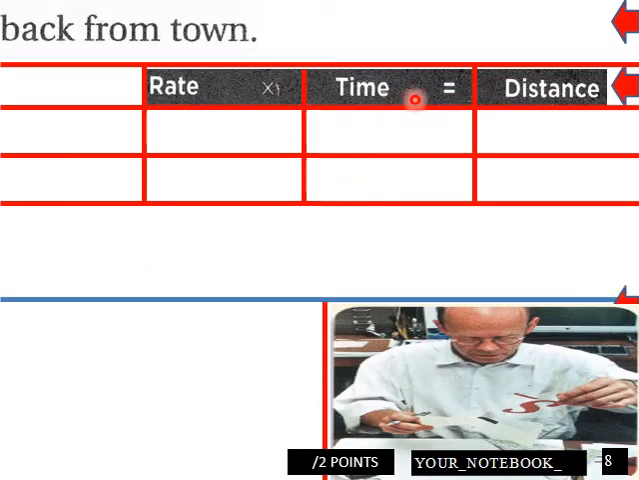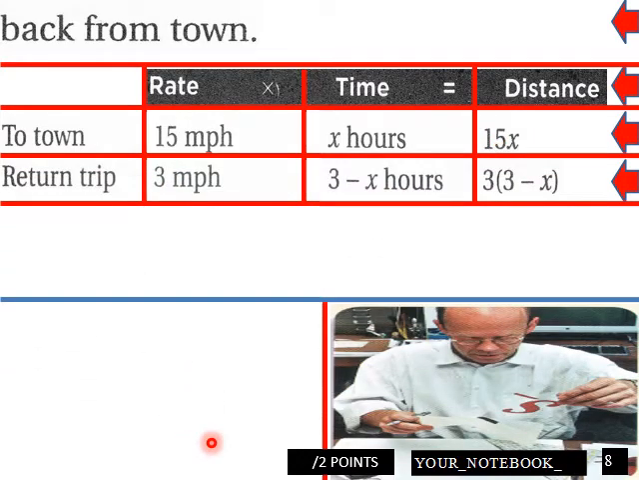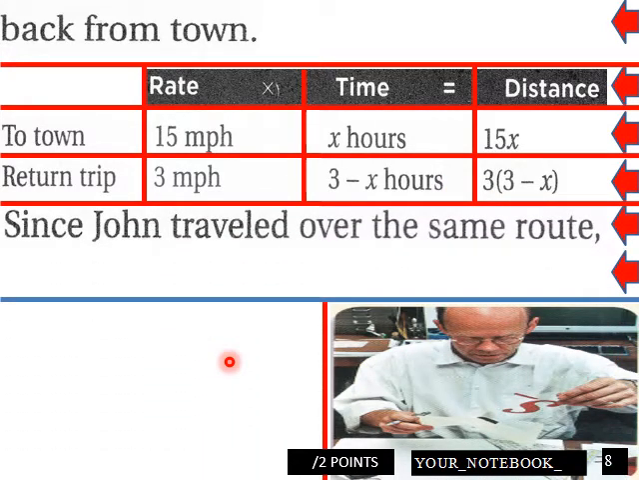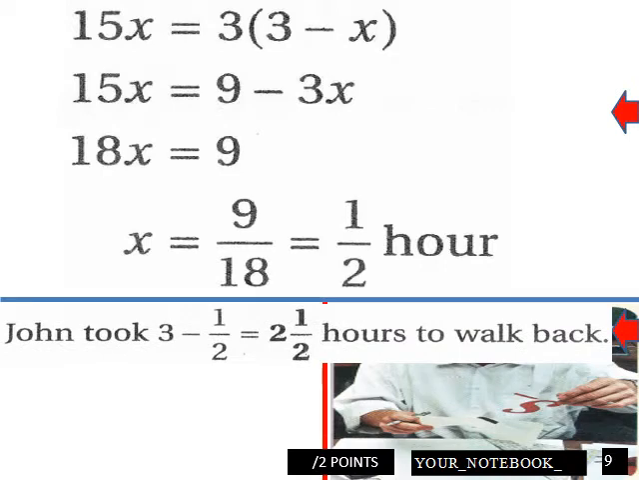So here's our rate times time equals distance to town. Here's our 15 times x hours, or 15x. Return trip: 3 miles an hour, 3 minus x hours, equals 3 times 3 minus x. Since John traveled the same route, the two distances must be equal. So here 15x equals 3 times 3 minus x, and we solve for x, we get 1/2 hour. John took 2.5 hours to walk back.